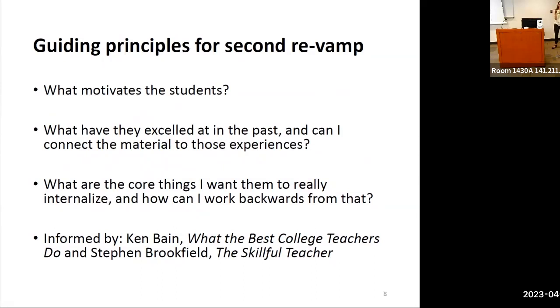If I'm not starting with what motivates them and what they are curious and excited about, then they're not going to learn from me. So I needed to think through the profile of my students, which might be very different from the profile of your students. Related to that is a question of what have they excelled at in the past? All of the students that come to the Ford School are really good at something, or we wouldn't have let them into the Ford School.